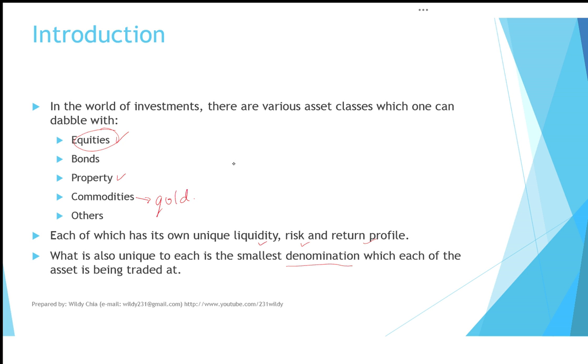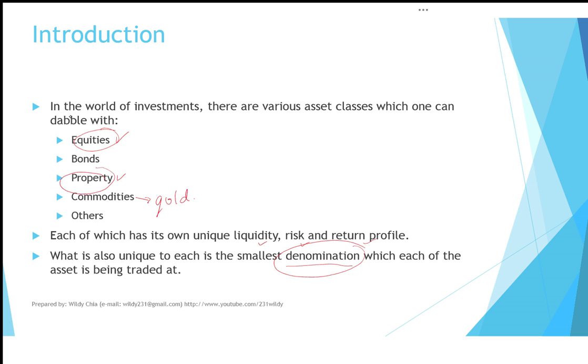So the smallest denomination actually presents a certain consideration for investors. Let's say if your capital is limited, then that results in you, as an investor, being restricted to certain types of stock investments. So denomination plays a key part here.